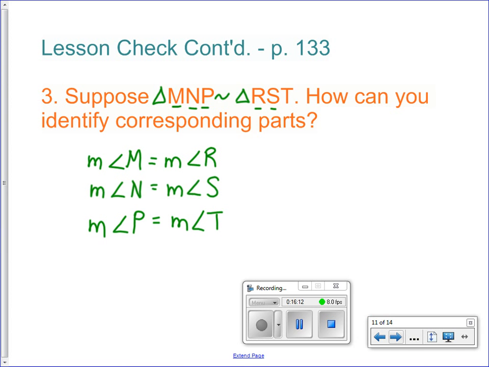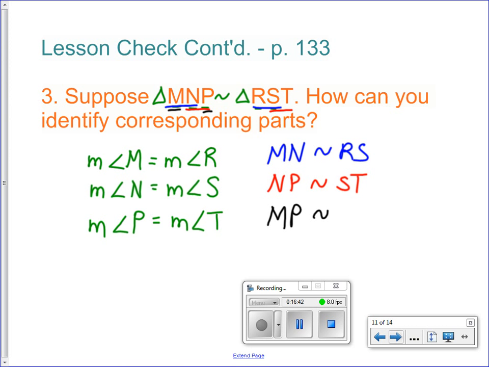All right, corresponding line segments will be as follows. MN will be similar to RS, since those are first. NP, the last two letters, will be similar to ST. And MP, first and last, will be similar to RT. And when I say they're similar, another way of saying that is they are proportional.